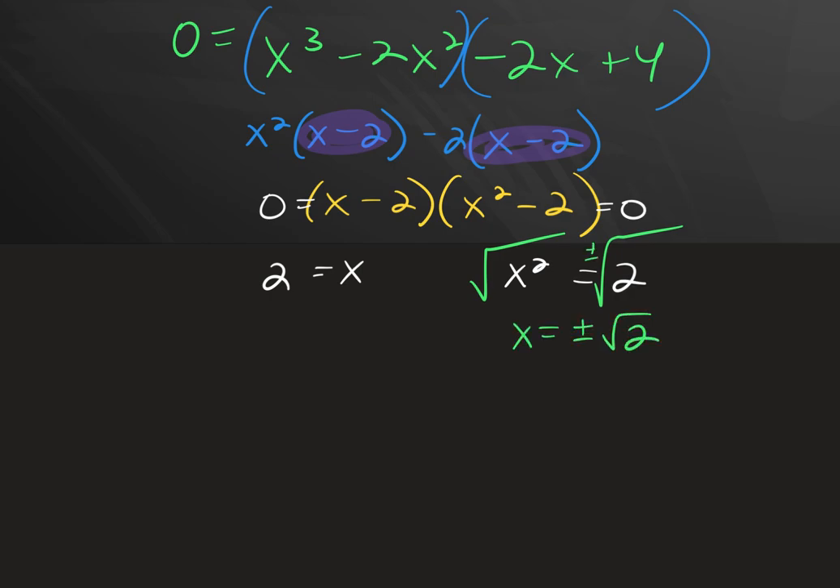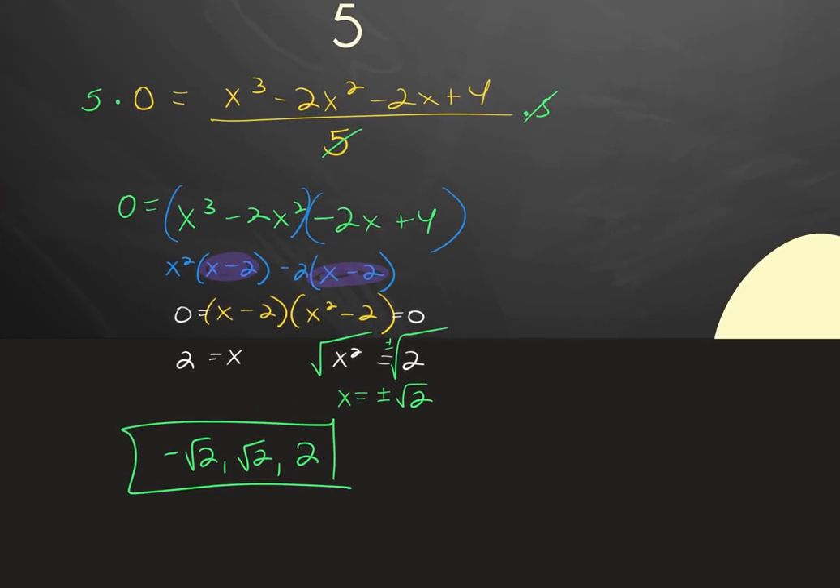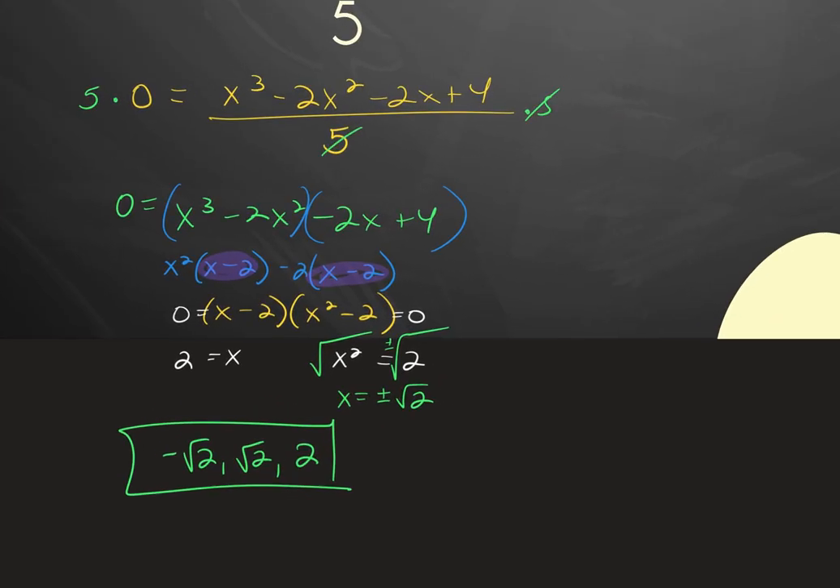So there are 3. If I looked at a graph on this, there would be 3 times it crosses my x-axis. It would cross at negative square root 2, it would cross at positive square root 2, and it would cross at 2. If you're just writing your answers for me, you can keep it as plus or minus. Don't forget your plus or minus, but you can just keep it as plus or minus.